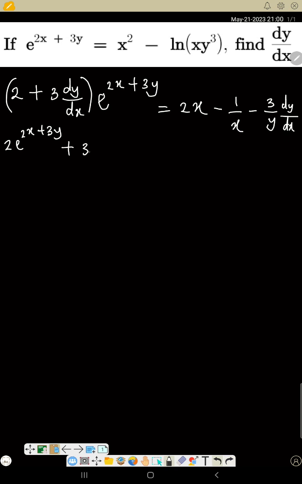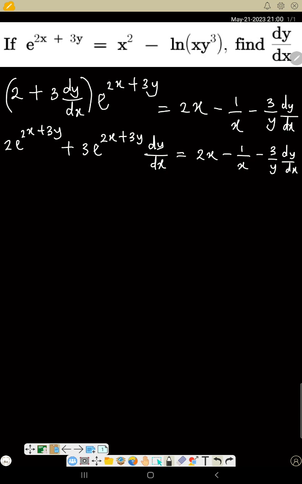So plus 3 e raised to power 2s plus 3y dy over ds. So it is equal to 2s minus 1 over s minus 3 over y dy over ds.